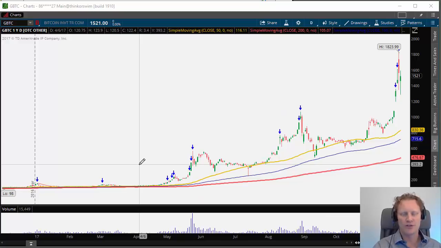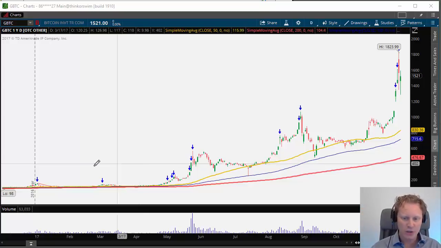What I've got is these blue arrows. So the blue arrows represent my TSD vertical exposure indicator. And every time the blue arrows appear, what it's telling us is that most likely the asset is not going to continue higher at the very moment. You need to wait for it to correct and then give us a next bullish reversal. So let's just look at a couple of these.